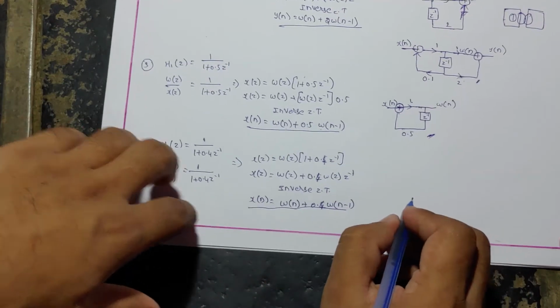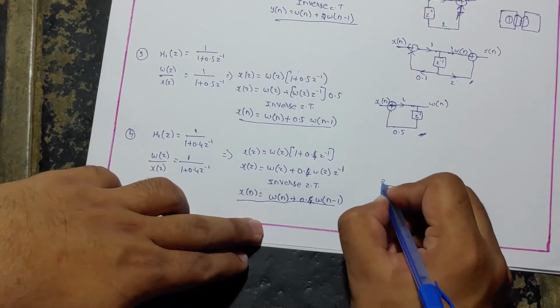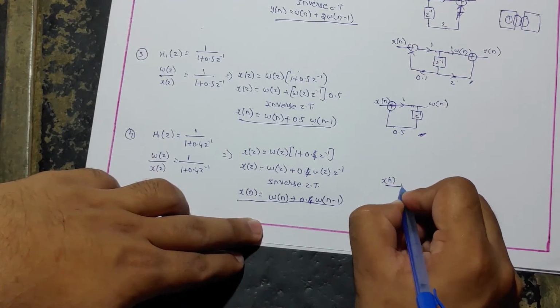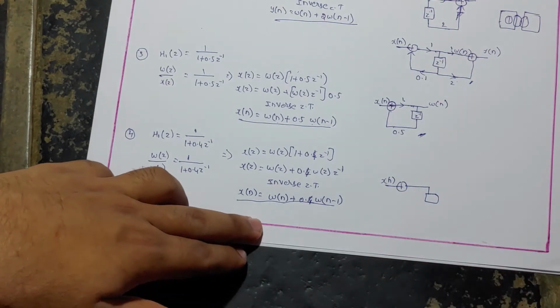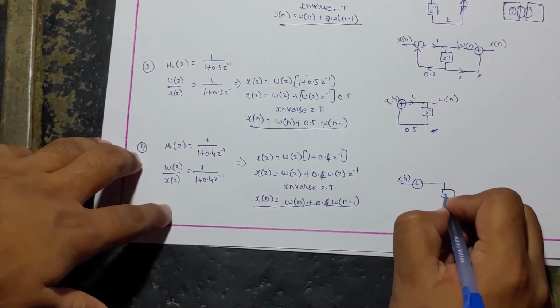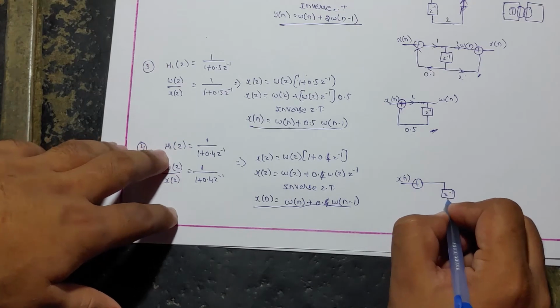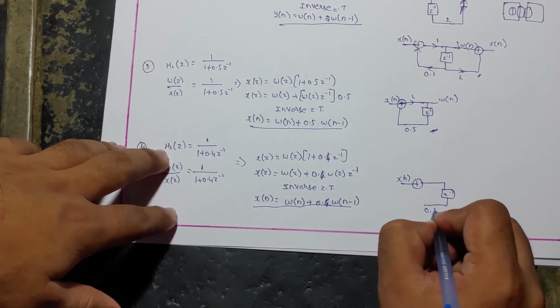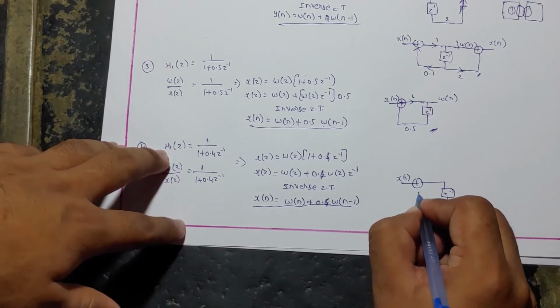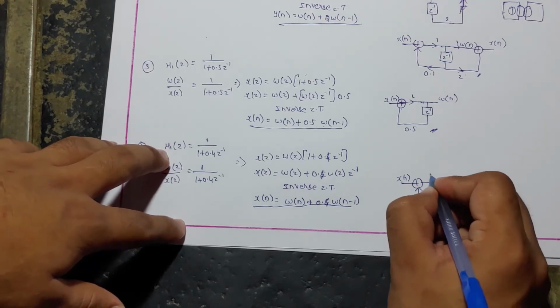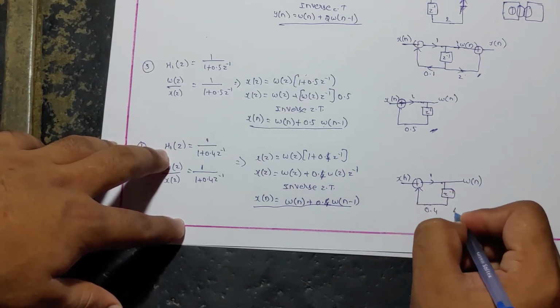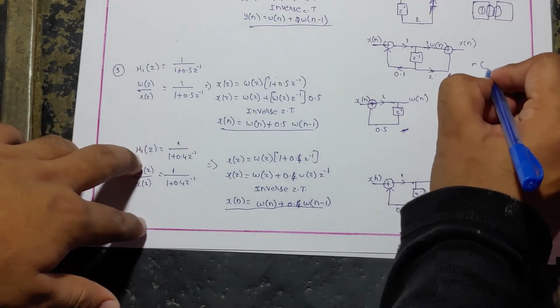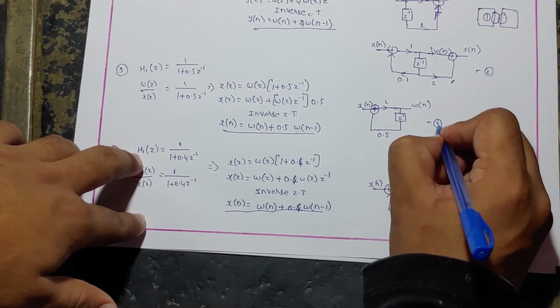Now let us realize it. X of n is an input with an adder and with a delay element here, which is of z power minus 1, and its output is multiplied with a constant 0.4, and it is added to the system with a constant multiplication of 1 to give an output of w of n. This is equation 2, this is set 3 and set 4.